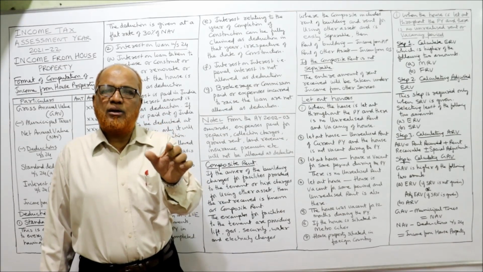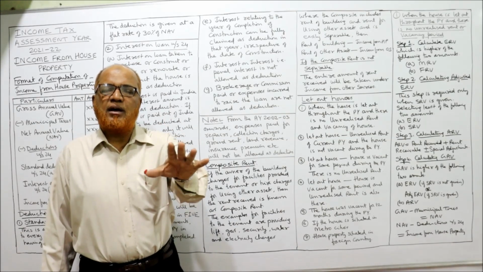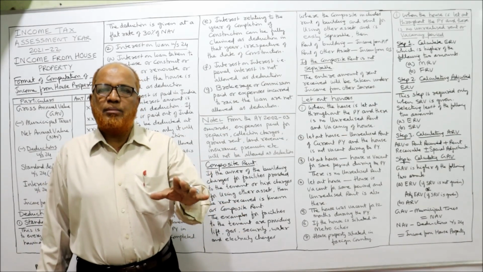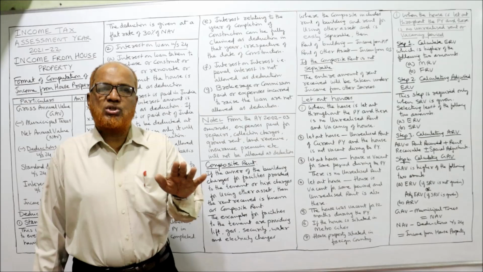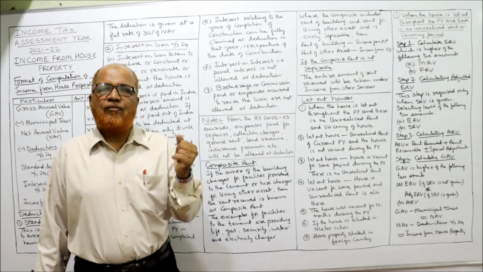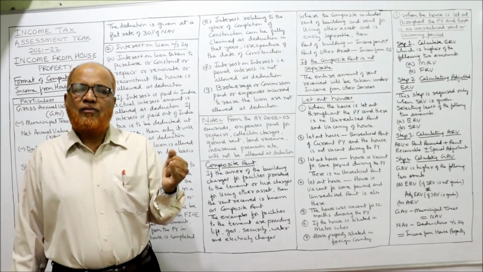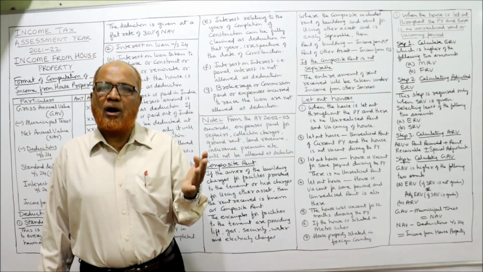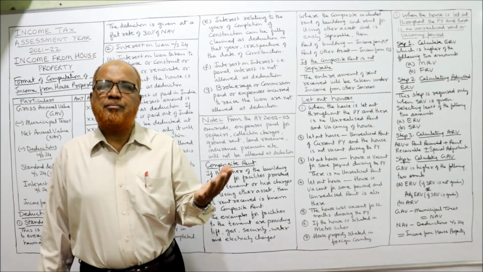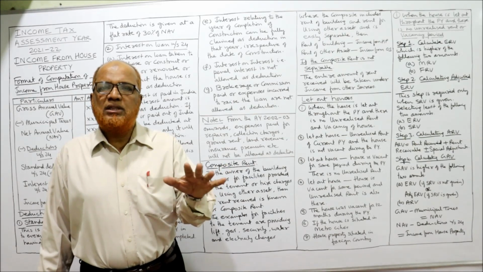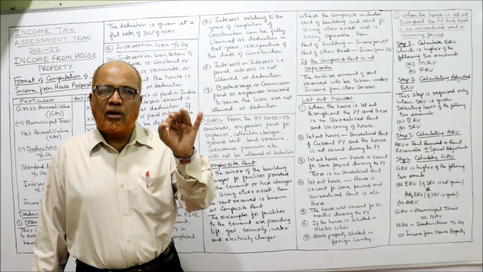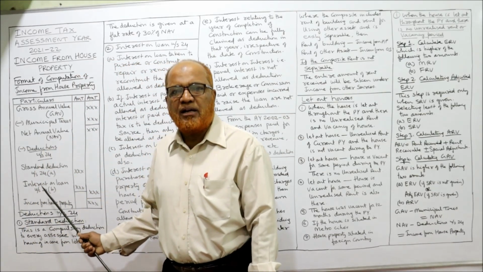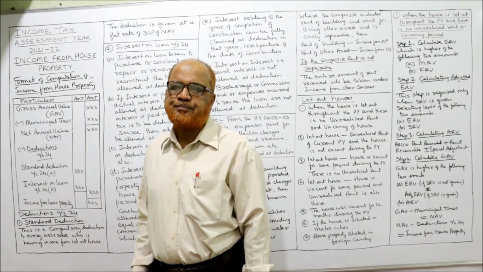From the assessment year 2002-2003, the Income Tax Act has changed the format. Now the Income Tax Act says no deduction will be allowed for repairs, for collection charges, for land revenue, for ground rent, for brokerage paid. All these deductions are not allowed. Now presently only two deductions are allowed: that is standard deduction and interest on loan.